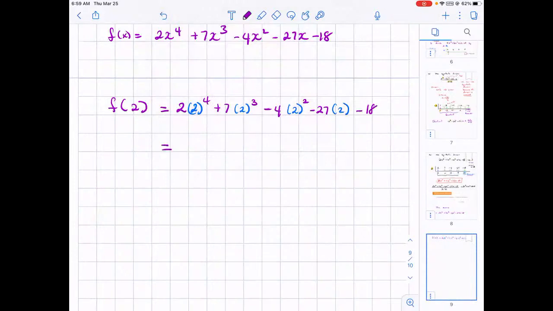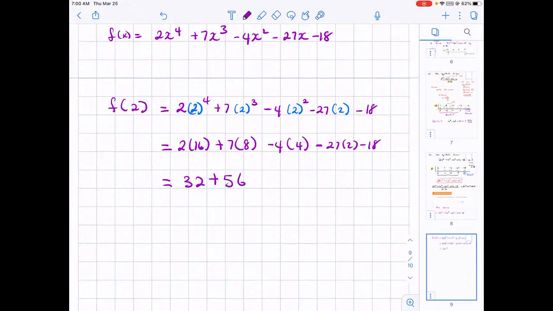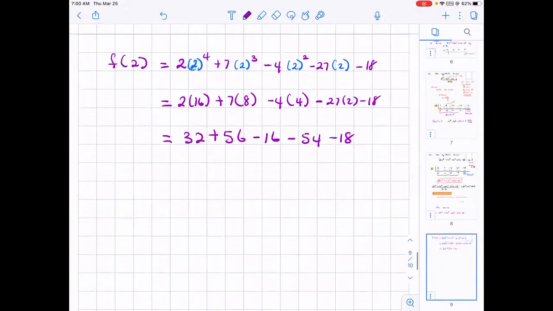So if we simplify this, 2 to the 4th becomes 16, plus 7, this becomes 8, minus 4, 4, minus 27 times 2, minus 18. So 2 times 16 is 32, 7 times 8 is 56, minus 4 times 4 becomes minus 16, 27 times 2 is 54, minus 18, okay?